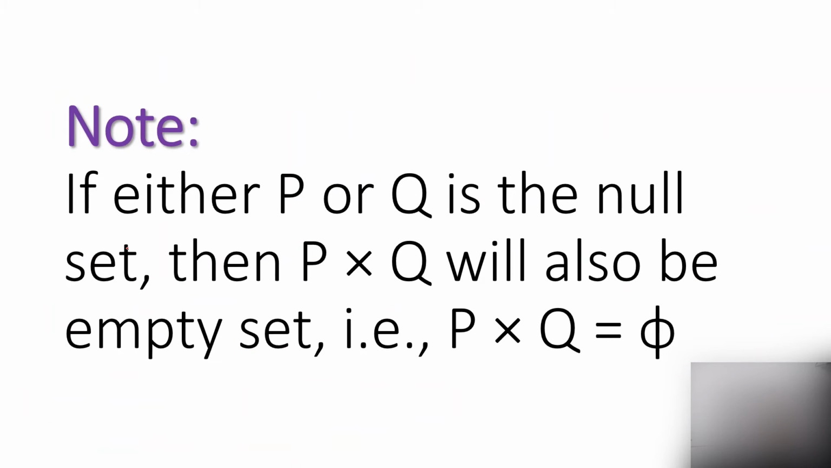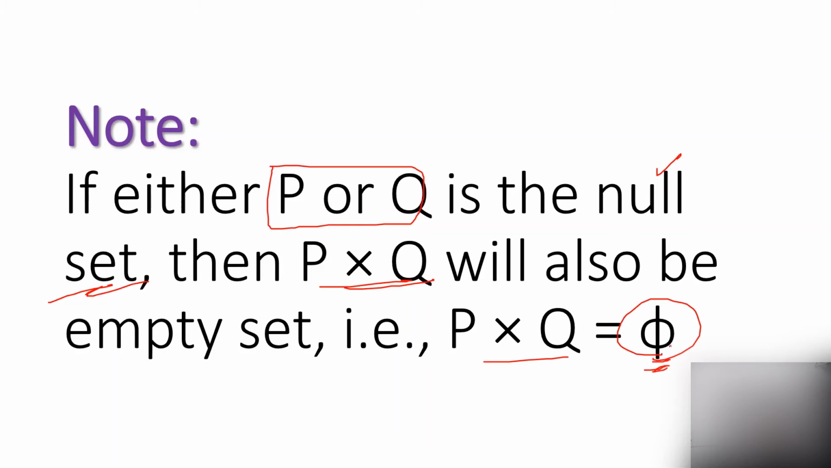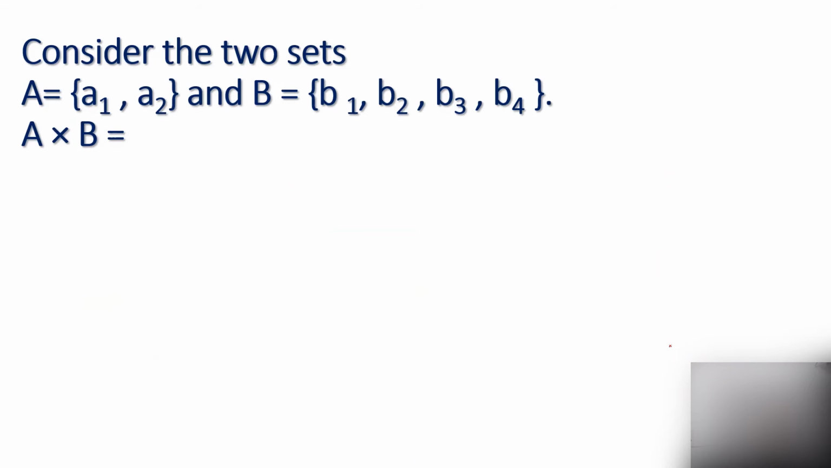It is to be noted that we have to write all ordered pairs. So let's see one more thing. If P or Q is a null set, then what about their Cartesian product? It will also be a null set. Nothing will be there. Empty set.